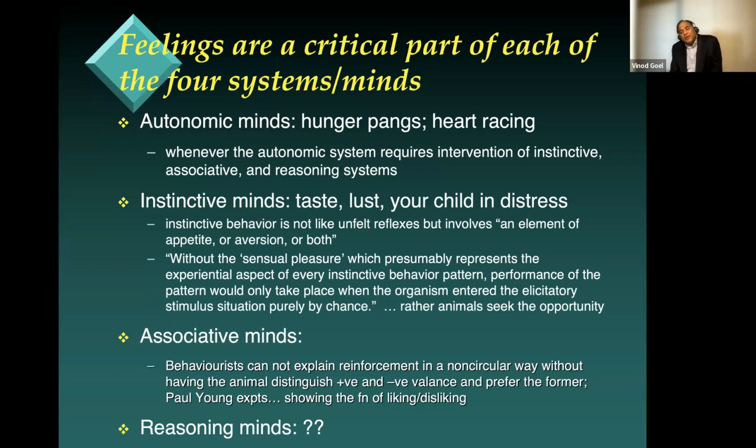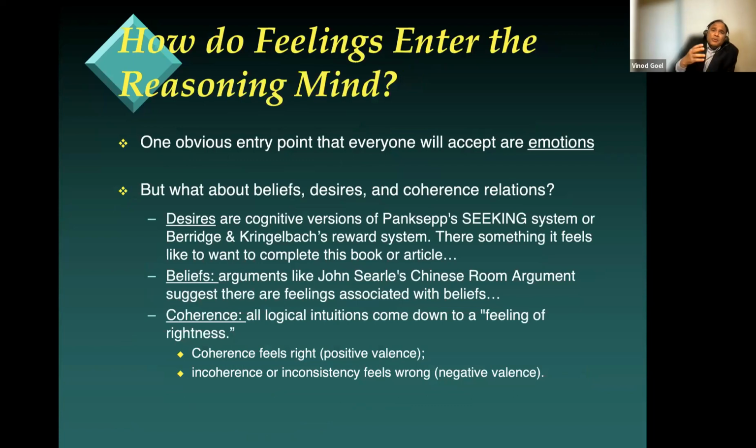Now, what about the reasoning mind? Here I have to leave behind the neuroscience, and this is more conjecture. I want to claim that reason is also about feelings ultimately. This is an extremely controversial claim that I'm making here. Now, one obvious entry point of feelings into reason that everyone will accept is emotions. So I'm going to set those aside. But what about beliefs, desires, and coherence relations?